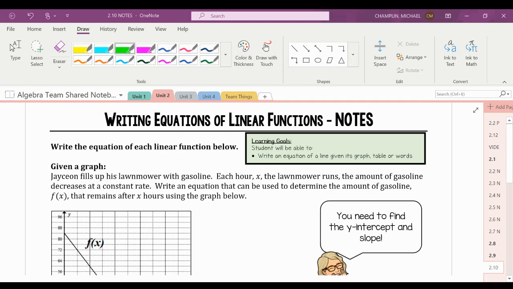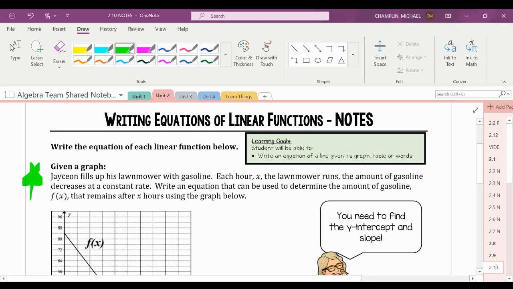We are looking at section 2.10 in your unit 2 notes. We are looking at how to write equations of linear functions when it's given with a graph, a table, or words. Okay, first I'm going to start right here.